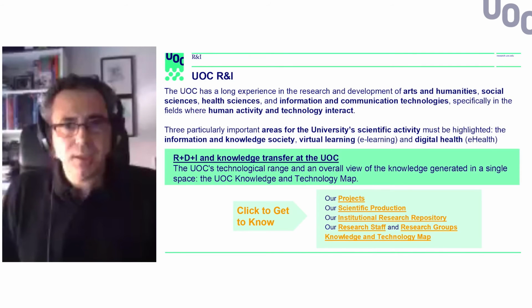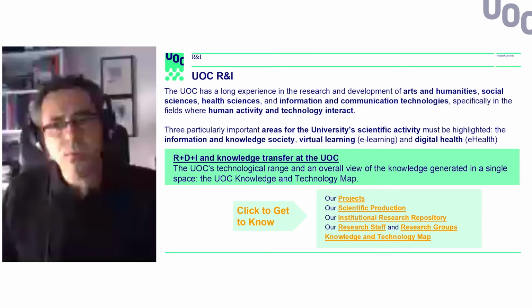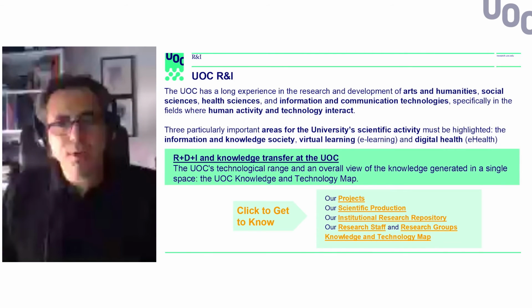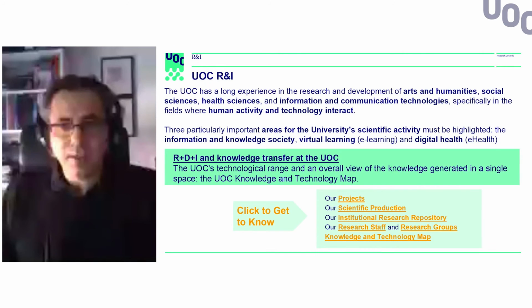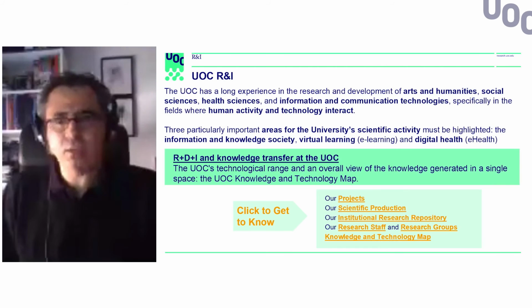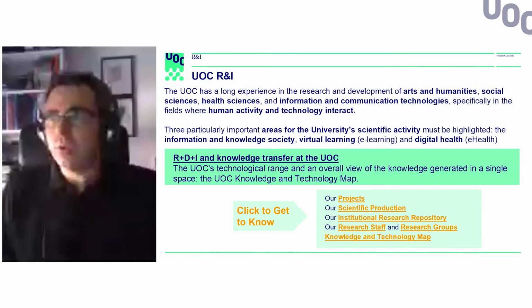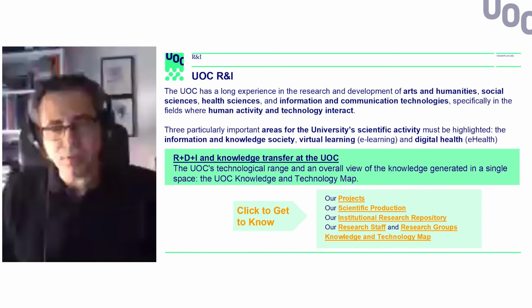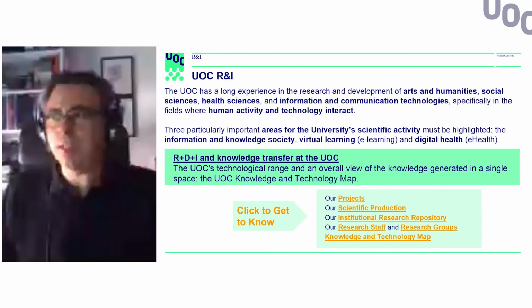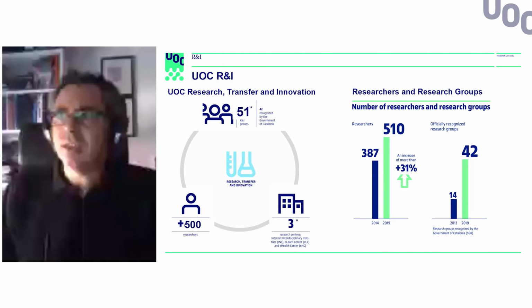What do we do in research at the UOC? We cover a lot of fields, but mainly we focus on how human activity and technology interact in three main areas: information and knowledge society, virtual learning, and digital health. All this research comes from groups in different fields like arts and humanities and social sciences, trying to seek interdisciplinarity in all research and groups. Once more, here you can access all the projects, scientific production, and the institutional research repository, which is very closely linked to the previous presentation.